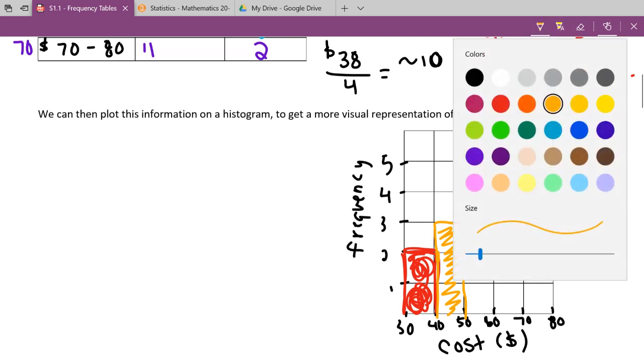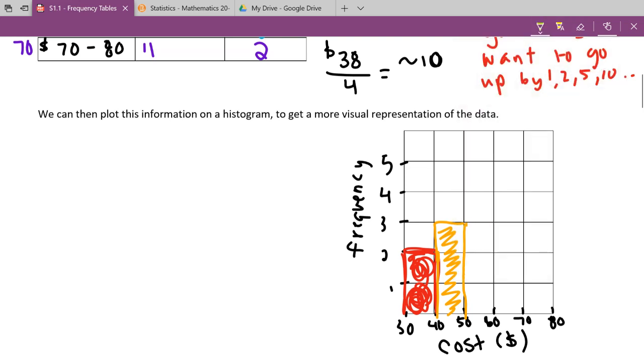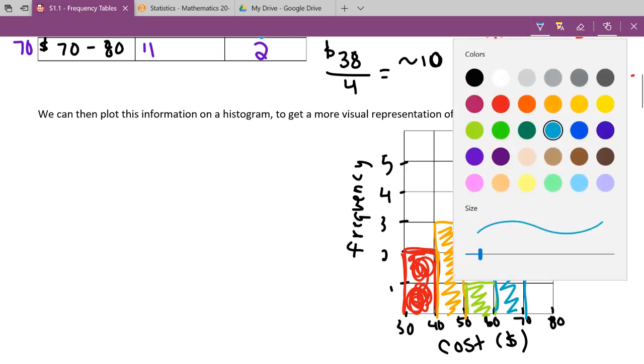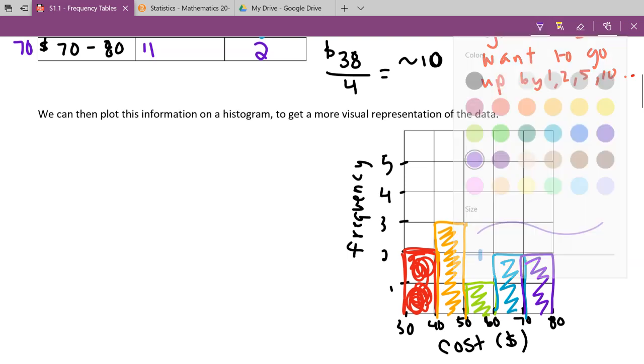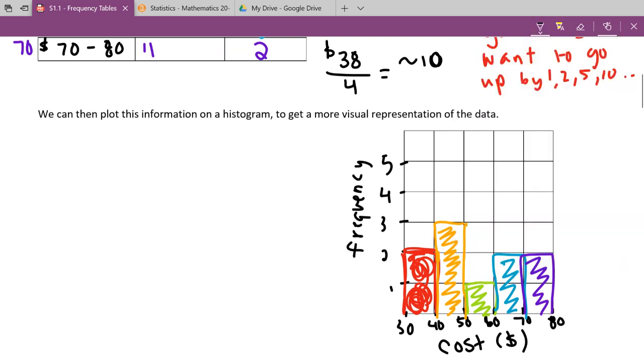50 to 60, we had a bit fewer. We only had 1. Again, side by side in that bar. 60 to 70, we had 2. And 70 to 80, we also had 2. So now that we've turned this into a visual representation, we put a title at the top, price of shoes.